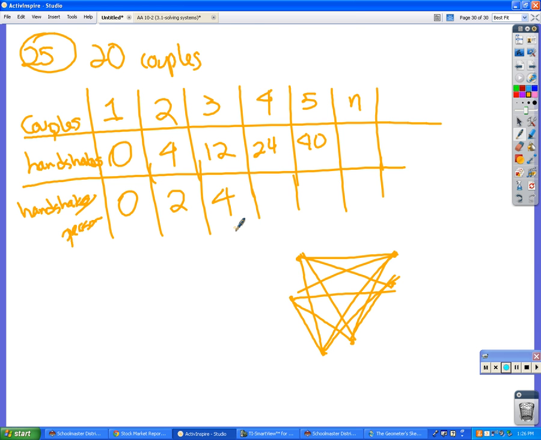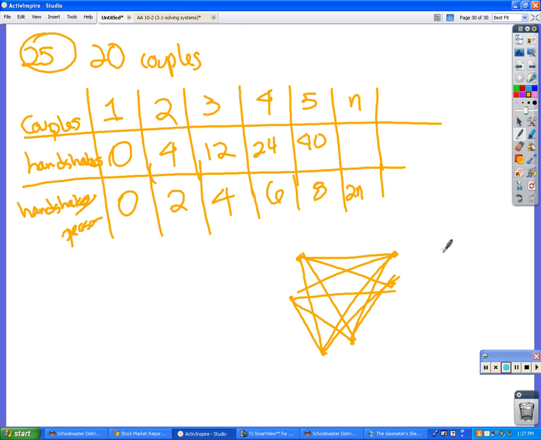So what's the next one going to be? 6. Because it goes up by 2 each time, which makes sense. If I'm at a party and a couple shows up, then I'm going to shake 2 more people's hands than I have already. So it goes up by 2 each time. So that's going to be 2n.